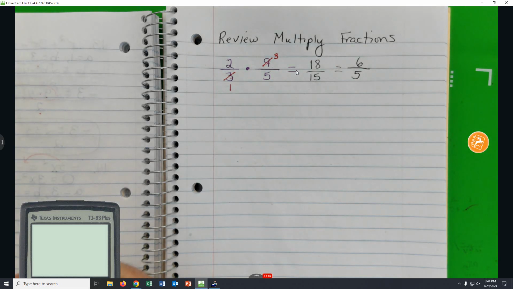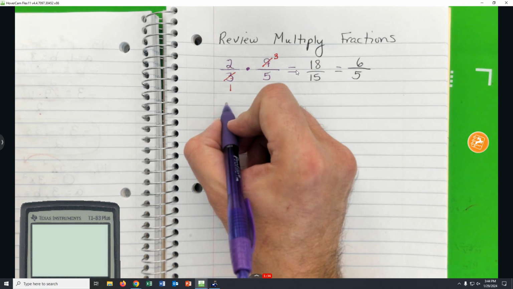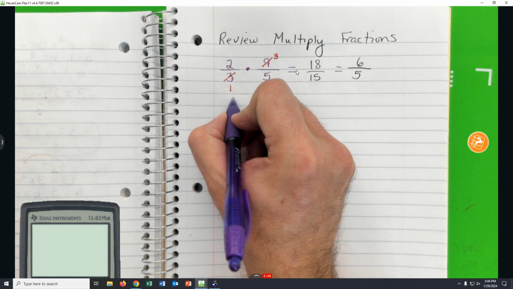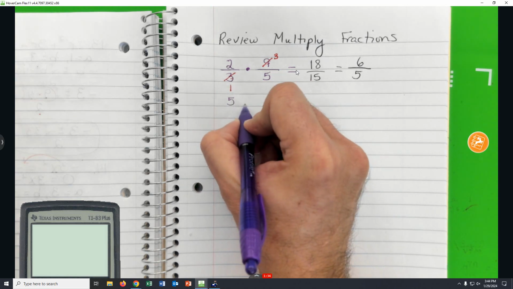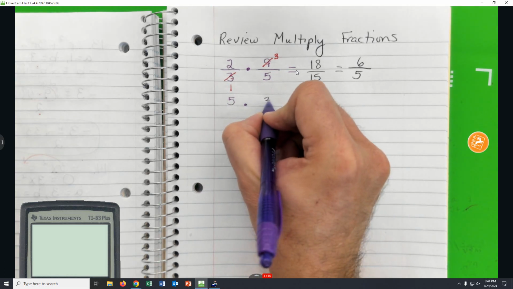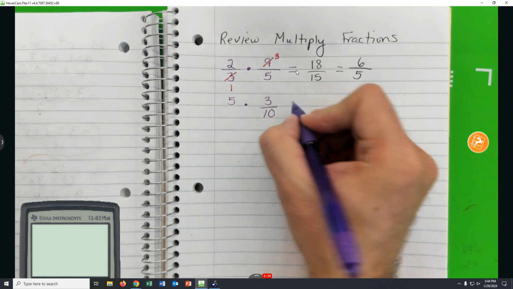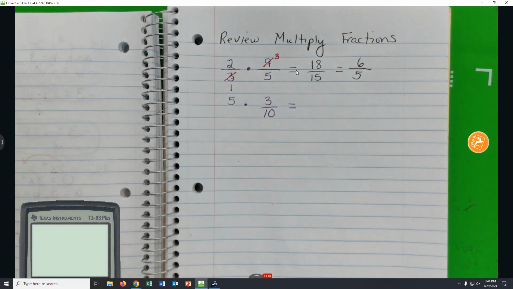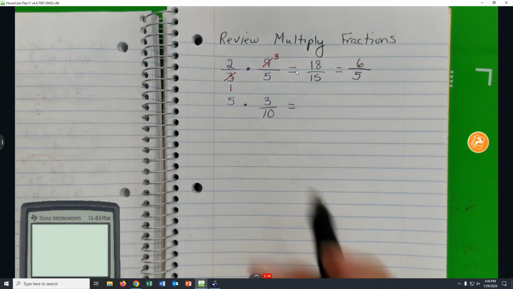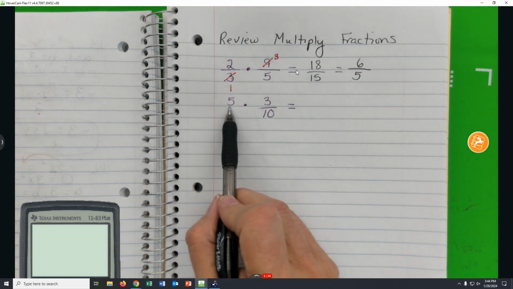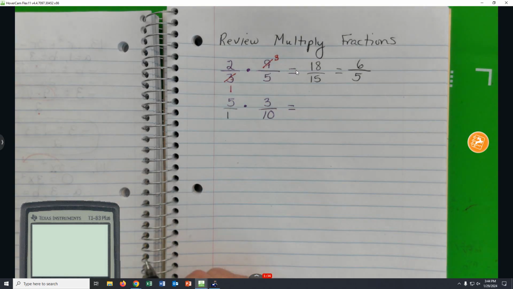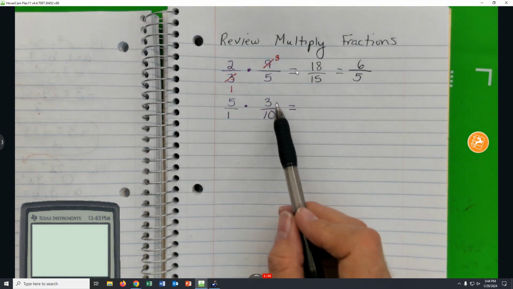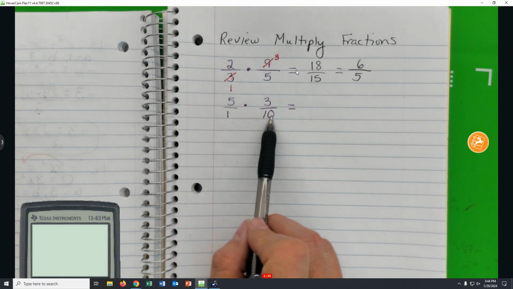What if we had something like this? 5 times 3 over 10. 5 times 3 over 10. Well, you might say at first, wait, that 5's not a fraction. Sure it is. You can make it as 5 over 1. Could I do some cross-canceling on this? Not on the 1 and 3, but the 5 and 10?